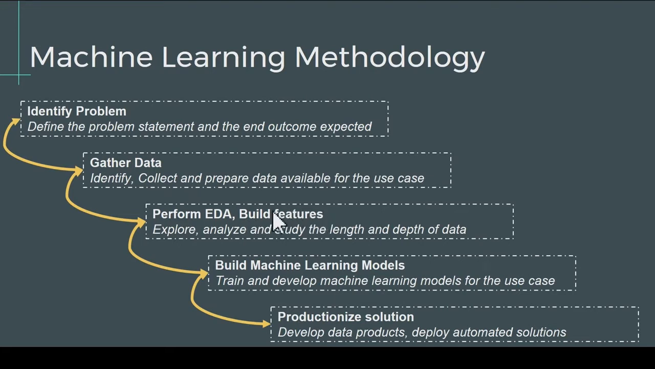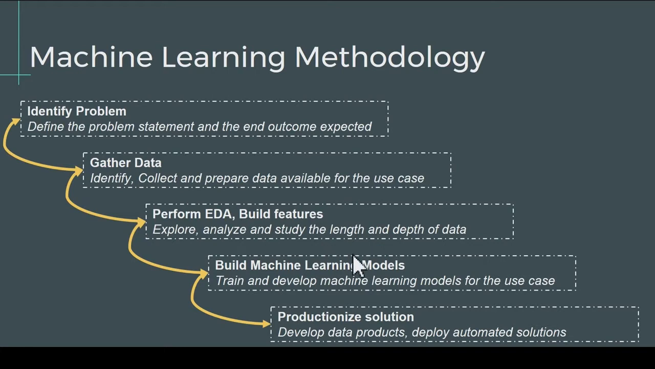But for now, you can understand that building features is a simplified way of projecting data in a more informative way. So once you have built features, you've understood the data, you've performed exploratory data analysis, that's when you are at the right time to build a machine learning model.